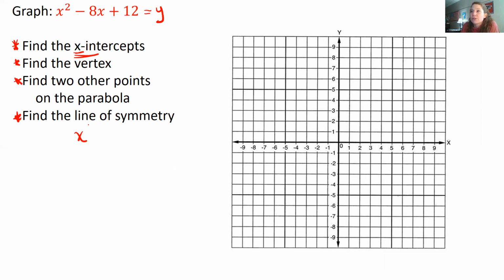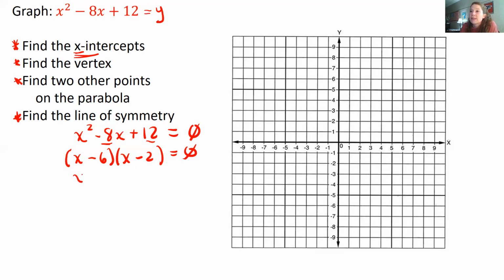So that's what we were just doing, right? We were solving quadratics. We were finding the zeros. That just means set it equal to 0. So now I'm going to figure out 2 numbers that multiply to give me 12 and add to give me negative 8, right? So those will be negative 6 and negative 2. Because negative 6 times negative 2 is positive 12, and negative 6 plus negative 2 is negative 8.